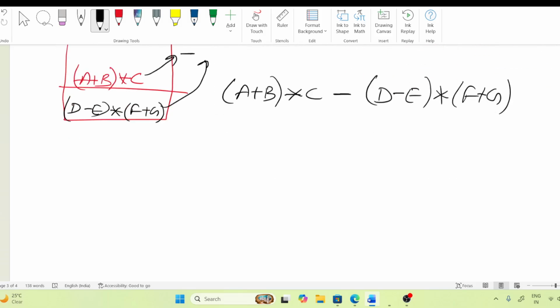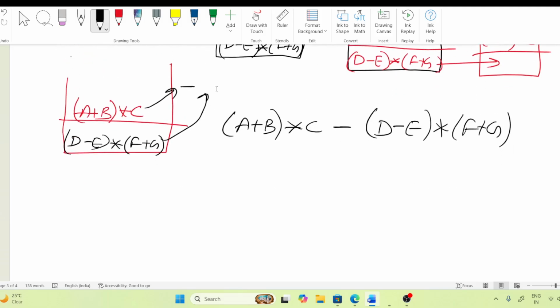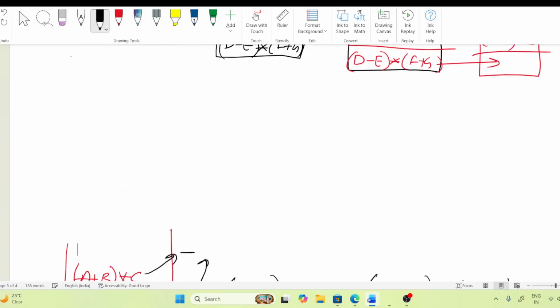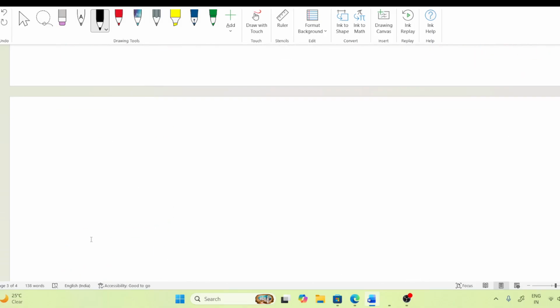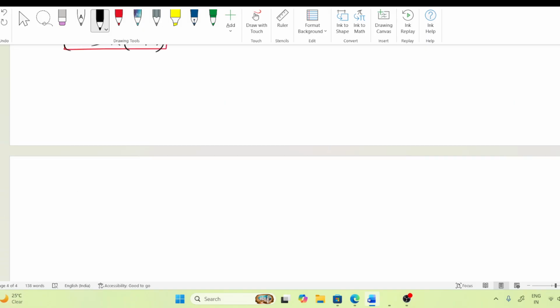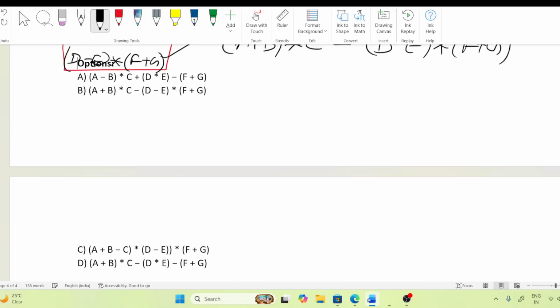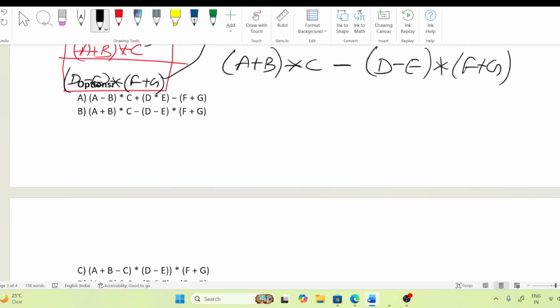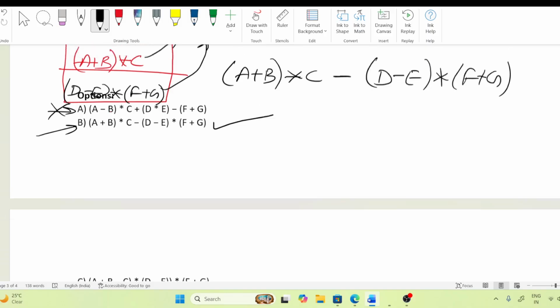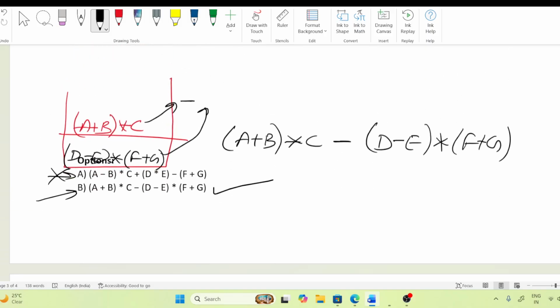Let's see what we have over here. So this is our answer. This is the answer that we got. And let's match with these options that we are having. When we match our options, option A is A minus B, so this is incorrect. Let's see the second option: A plus B into D minus E into F plus G. So this is our answer. So B is our answer. Okay. So we have solved this question.